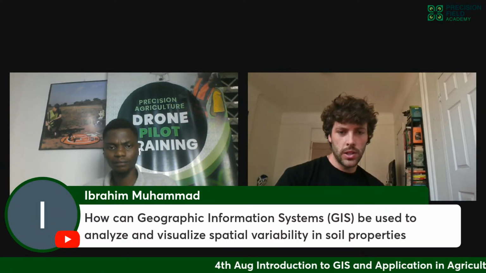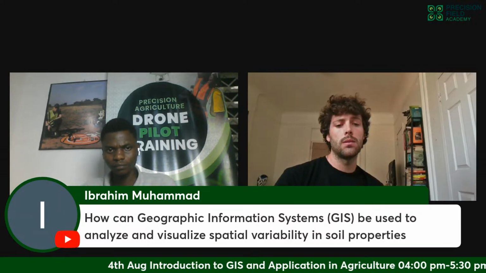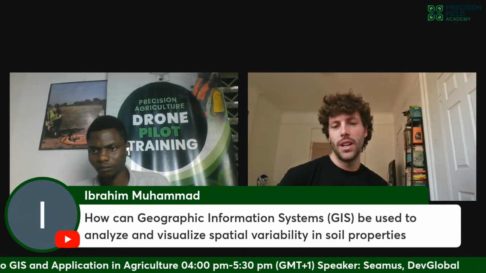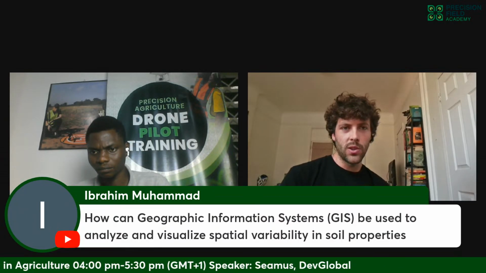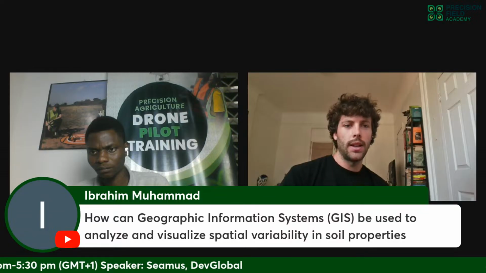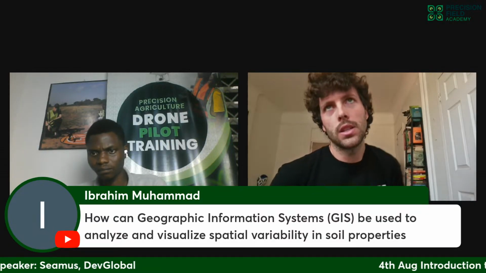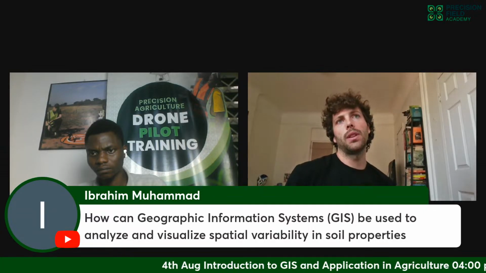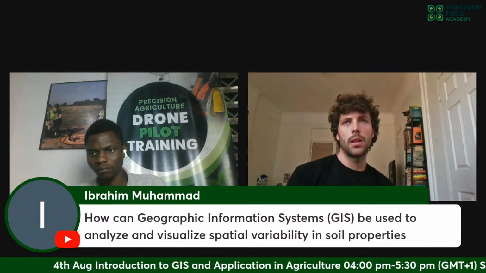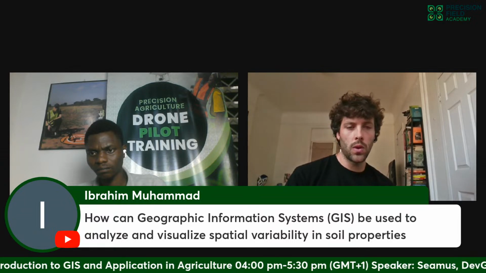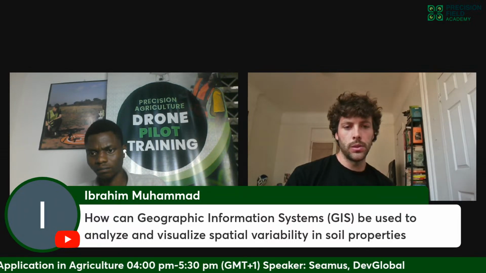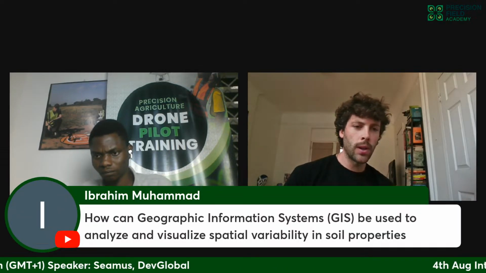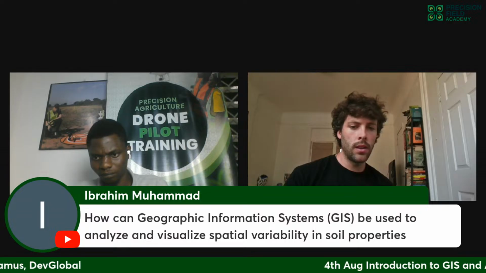How can geographic information systems be used to analyze and visualize spatial variability in soil properties? Yeah, so this is a great question, and it's kind of a fun one. It goes back to the electromagnetic spectrum and using satellites at high enough resolution that can actually interact with different minerals and things in the soil composition to be able to understand the variability. You can also assess biomass content and different things like that in the soil.